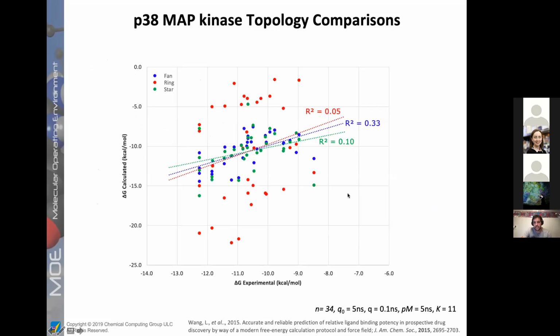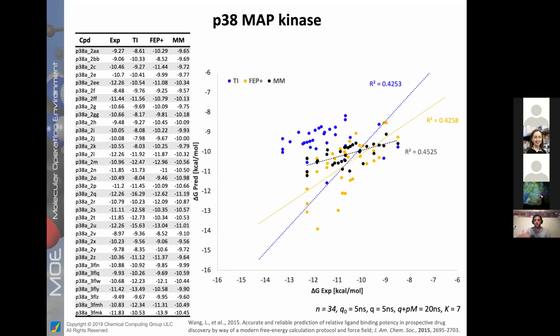So we analyzed the same TI run with the ring topology, and it has basically no correlation. The star topology in this run had no correlation, but if we use the fan topology, it had a correlation, which was reasonable or started to be reasonable. And then we used the fully optimized path, based on what I described, on the full P38 MAP kinase set. So any method, TI, FEP+, or even the single point molecular mechanics interaction energy, they all scored the same for the P38 MAP kinase set.